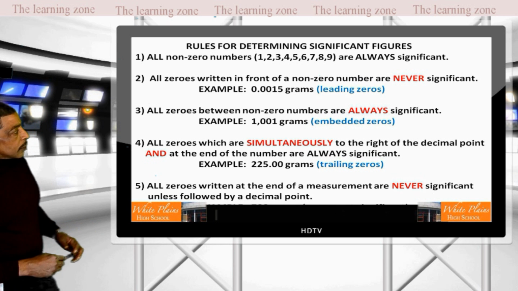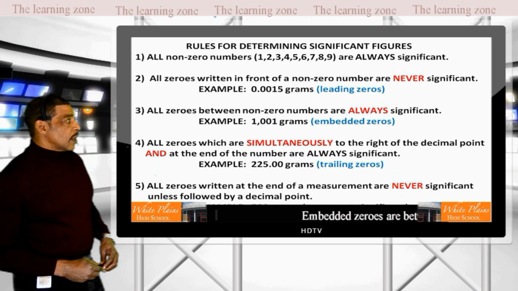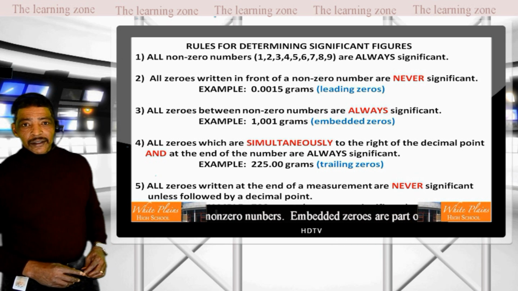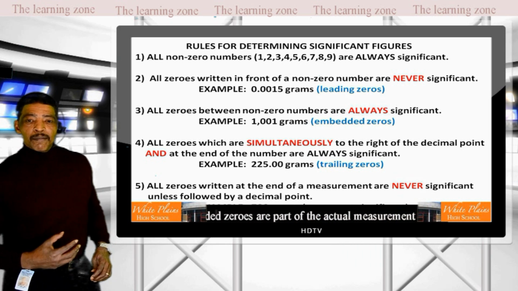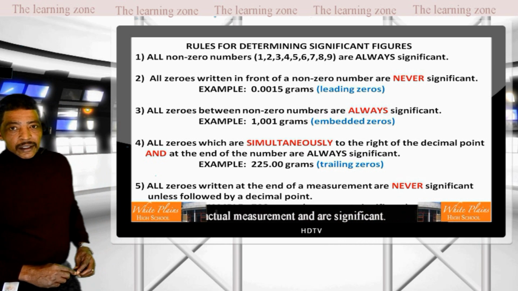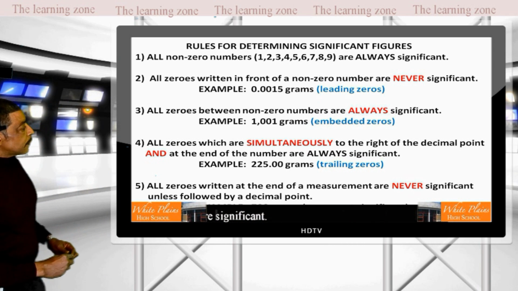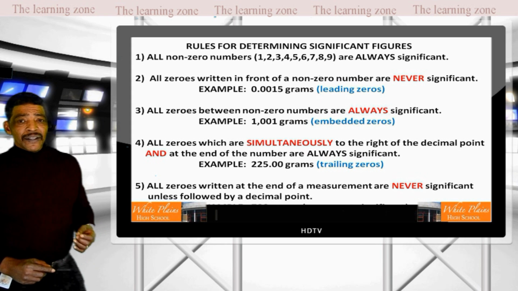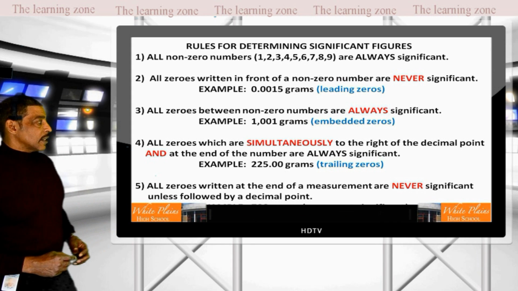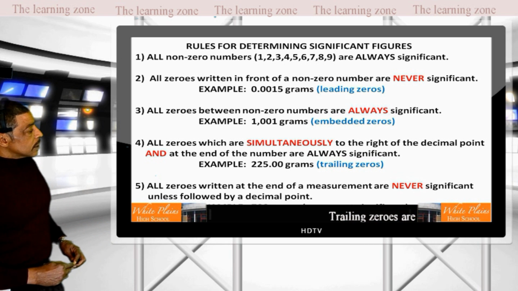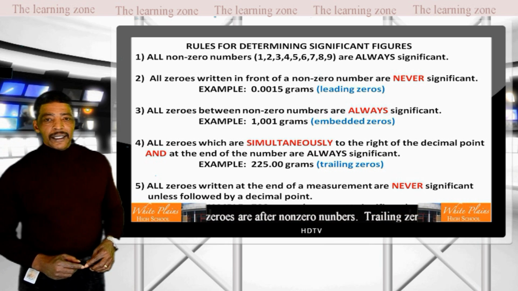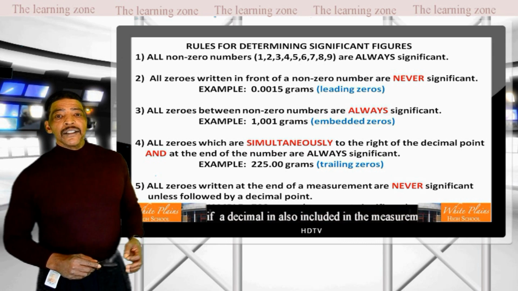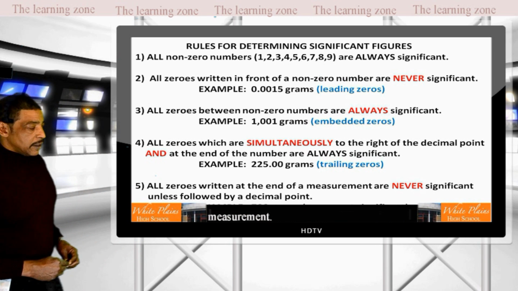Number 3, all zeros written between non-zero numbers are always significant. For example, 1001 grams contains 2 embedded zeros. Embedded zeros are always considered to be significant figures. Number 4, all zeros which are simultaneously to the right of a decimal point and at the end of a number or measurement are always significant. For example, 225.00 grams contains 2 trailing zeros. If a decimal point is included, trailing zeros are always considered to be significant digits.